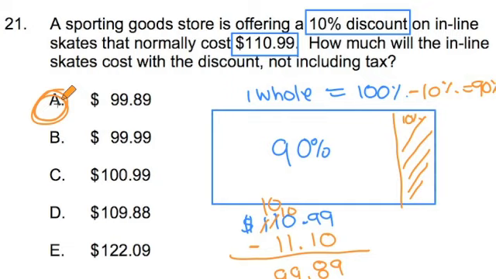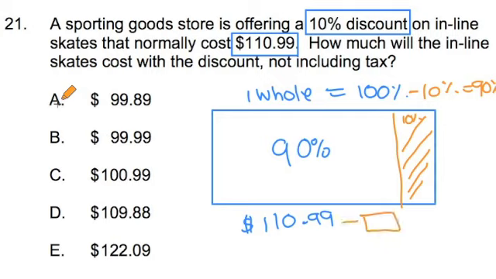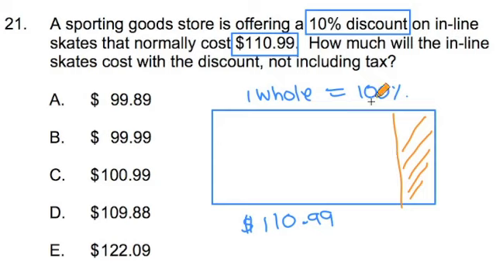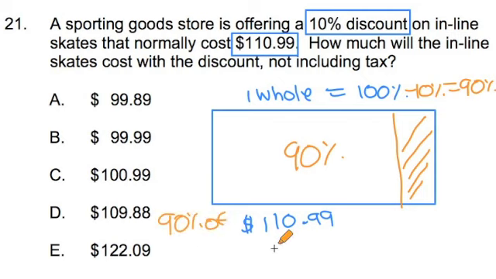But what's another way? Is there another way of solving it? There is. By the way, the answer is A. Everyone agrees the answer is A? What we did when we took off the 10% is we found out that we're really only spending 90% of the original price. And 90% is what we really want to find. So what we want to do is find out what 90% of this value is.